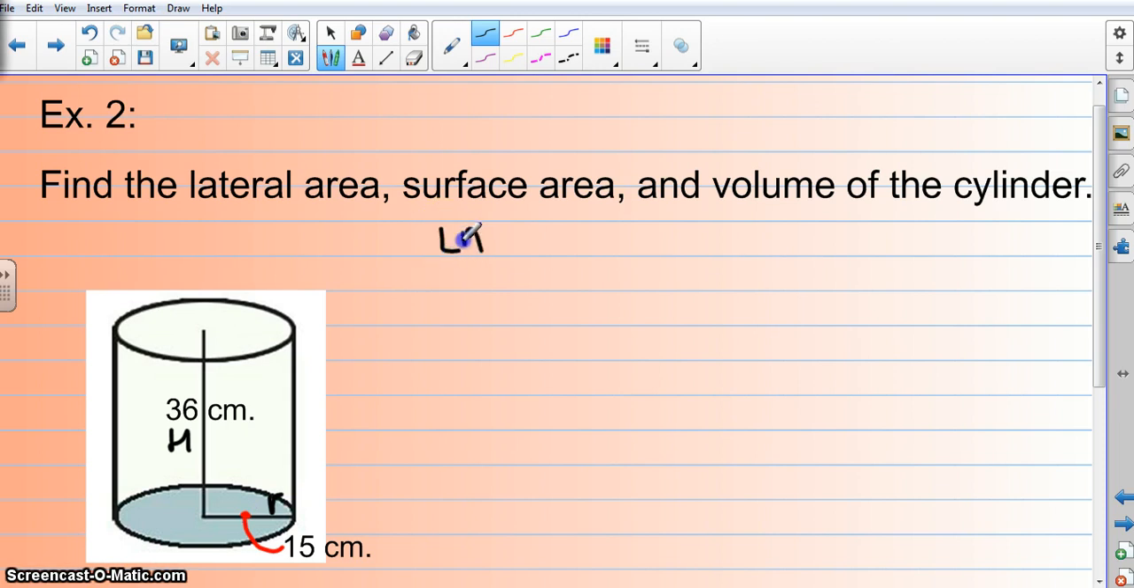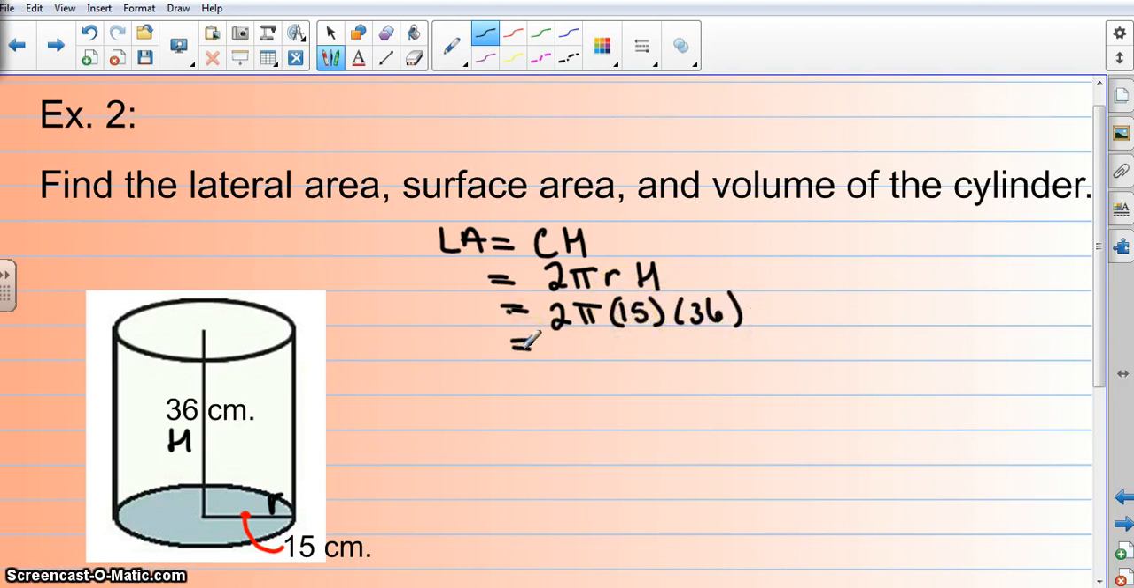Lateral area. The lateral area was the circumference times the height. And so the circumference is 2 pi r, and this is times h, because that's our height. So I'm just going to fill in my numbers. 2 pi, my radius was 15, my height is 36. So I have 2 times 15, which is 30, and I'm multiplying that by 36, and so I get 1080 pi centimeters squared for an exact area. And that's my lateral area. Surface area.